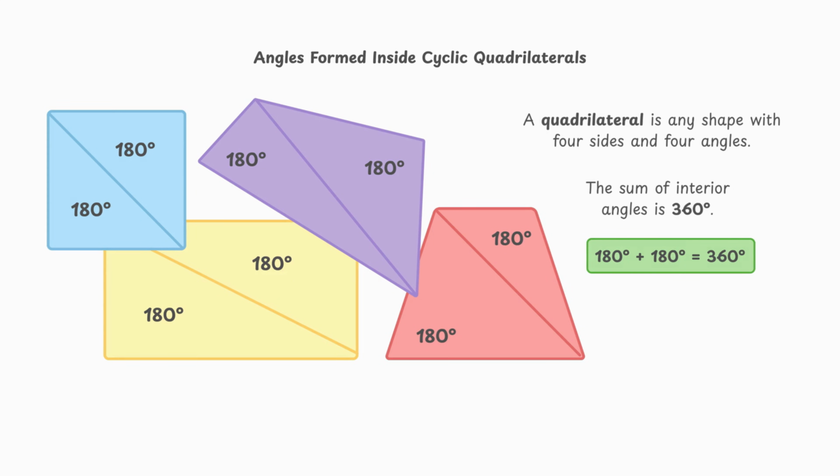Now take a moment to understand this clearly. Every quadrilateral can be divided into 2 triangles, and each triangle contributes 180 degrees. So the total is always 360 degrees. This idea is very important because we will use it to understand cyclic quadrilaterals next. So remember the key point. Any 4-sided shape always has interior angles that add up to 360 degrees. This is the foundation for solving angle problems in cyclic quadrilaterals.